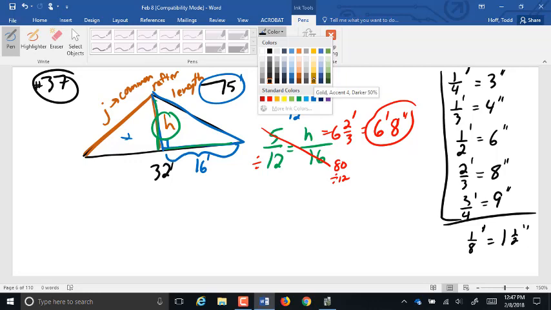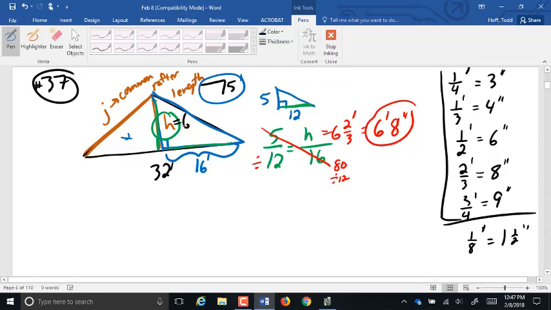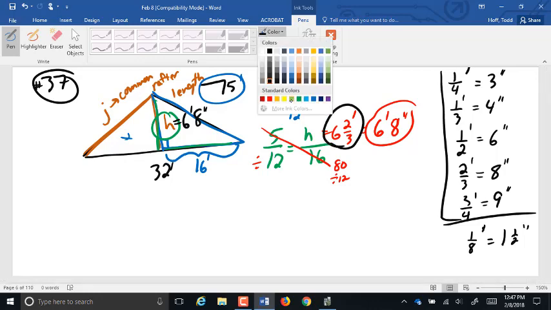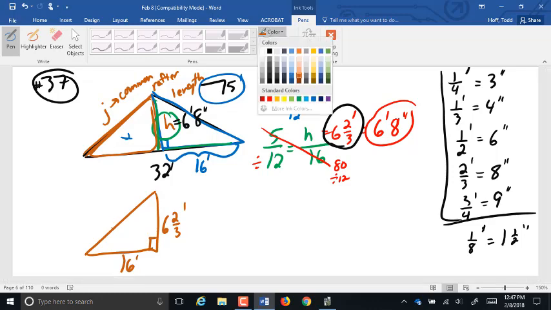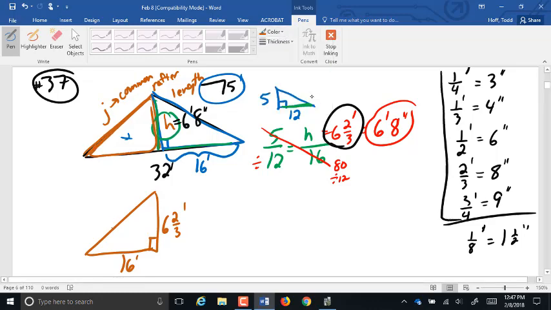So we have that height of 6 foot 8 inches. Now I'm going to keep that 6 2/3 feet because I still need that to do my common rafter. That common rafter comes off of this triangle here, which is the same. It's just the mirror image of that blue one I did. So I've got this is 16 feet here for the run, and I got that this is 6 2/3 feet. Notice I went back to the fraction of feet because to find that hypotenuse, what are we going to do?